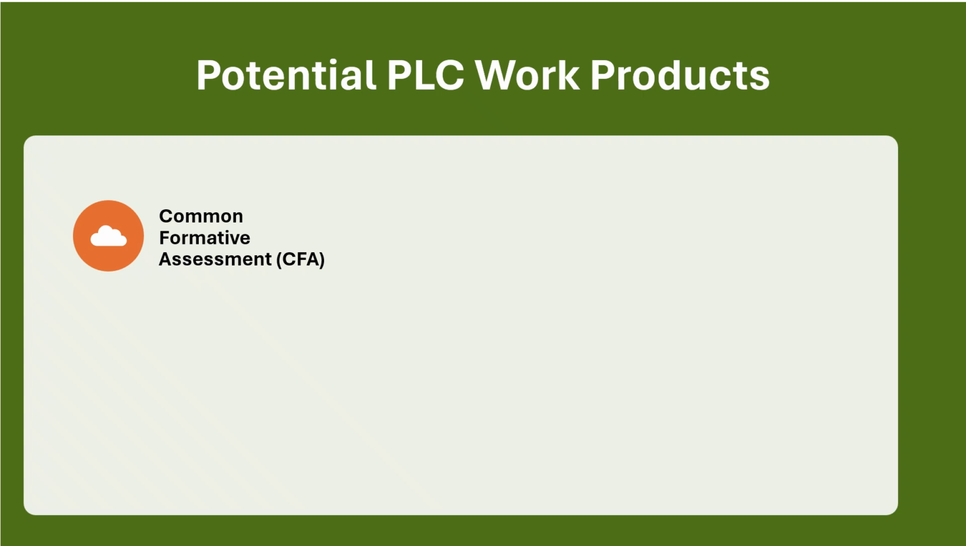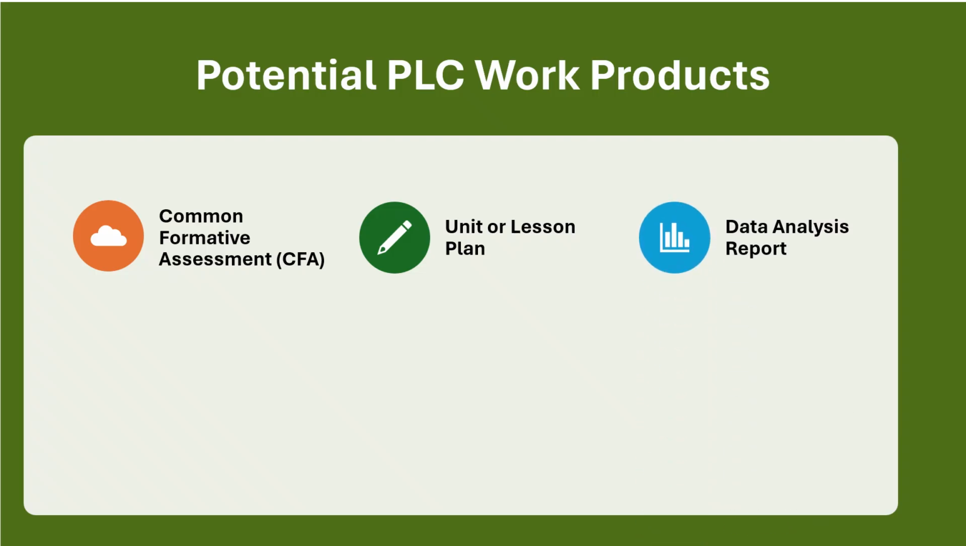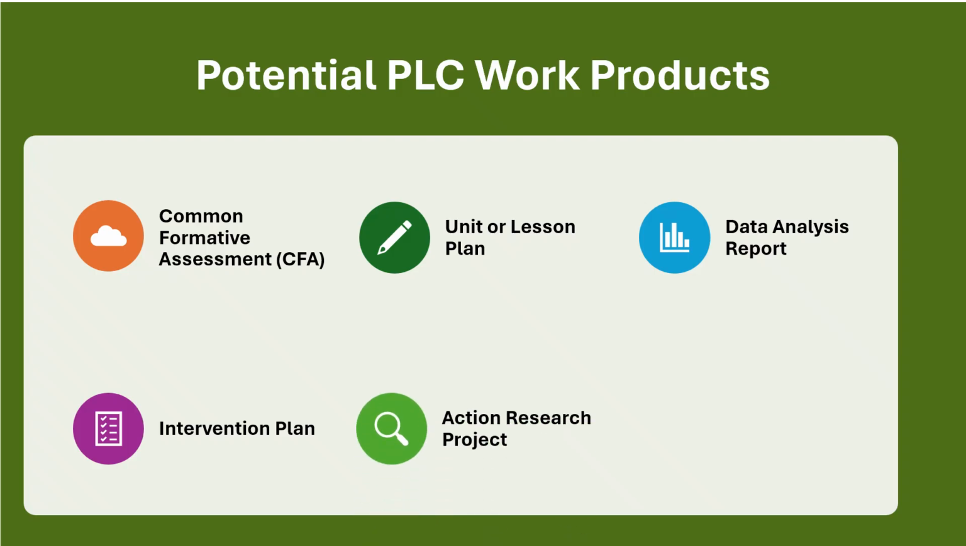Common formative assessments, some people call them CFAs. These are tools to measure student understanding and guide instruction. Unit plans or lesson plans. Collaborative planning ensures consistency and clarity across classrooms. Data analysis reports. Use data to identify trends, gaps, and next steps. Intervention plans. Support students who need extra help with targeted strategies. This could be our special needs students or our ELLs. Action research project. Investigate what works. Share your findings. And the sixth one is curriculum mapping. Align instruction across grades and subjects for coherence.